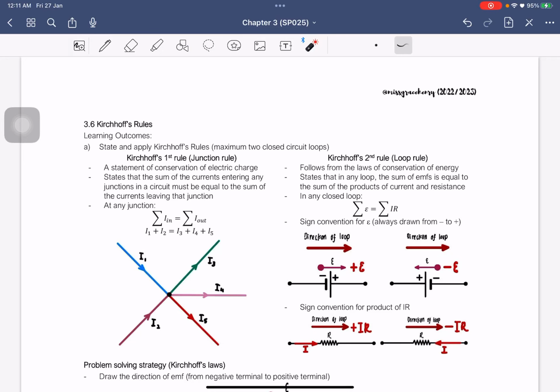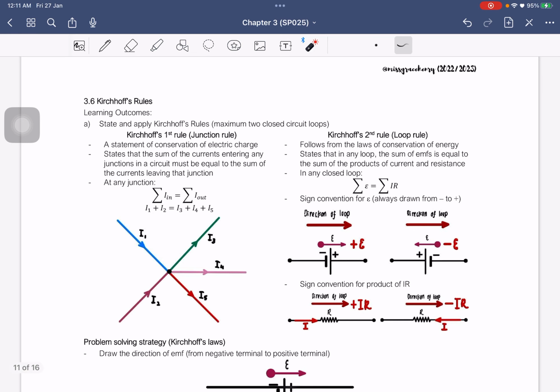Okay, subtopic number 6, which is on Kirchhoff's rules. In this subtopic, you have to be able to state and apply Kirchhoff's rules. So untuk your syllabus, maximum 2 closed circuit loops sajalah. Okay, so we have first and second rule.